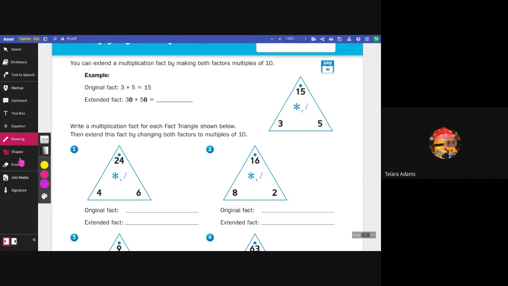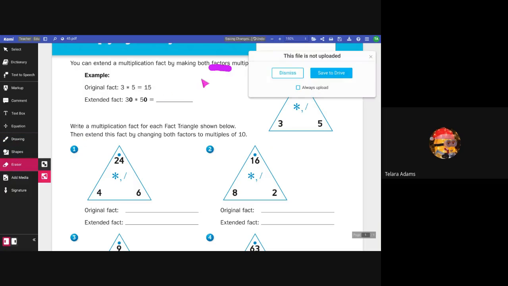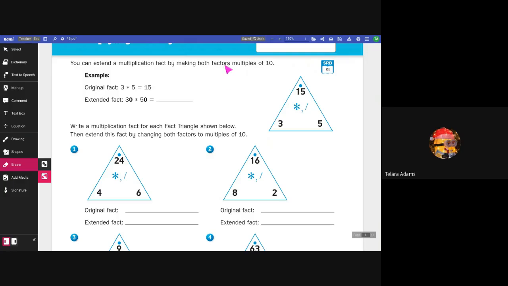Before we go on, what is a factor? When I say factor, what am I talking about here? Think about it. When I say factor, what do I mean? Yes, factors are the numbers that we multiply together. So we want the numbers that we multiply together to be a multiple of 10. We're going to use this triangle here to help us.